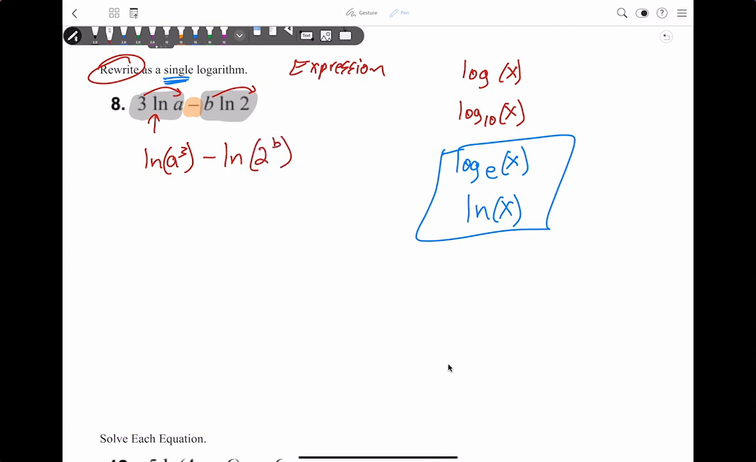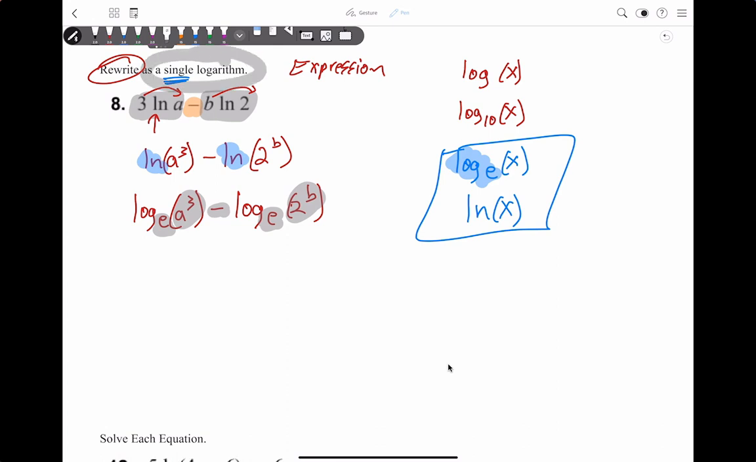Okay, that's step 1. Now, we have natural log and natural log, which is the same as log base e. So what we see right here could also have been written like this. It means the same thing, log base e of 2 to the power of b. And the reason why I show you that is because laws of logs, if we have the same base with the subtraction, we can combine these arguments as division in one single logarithm.